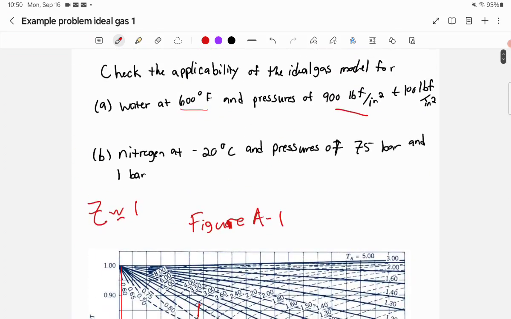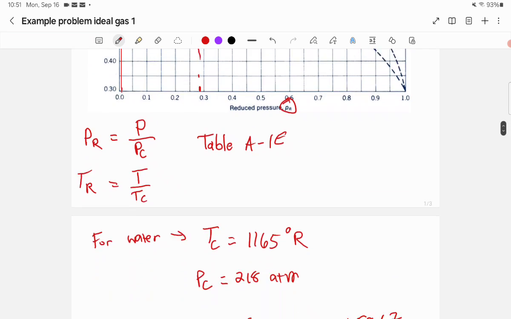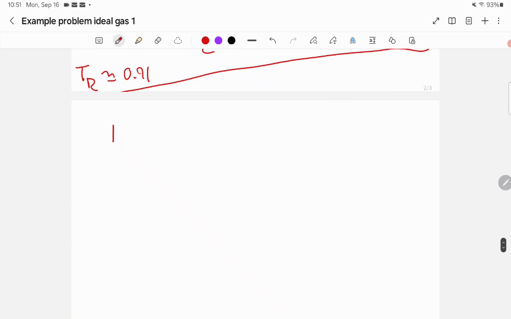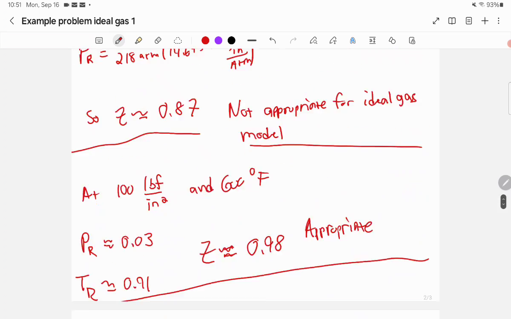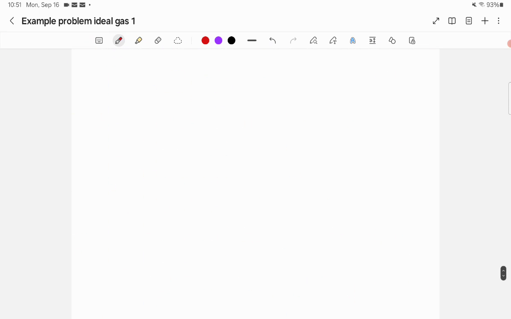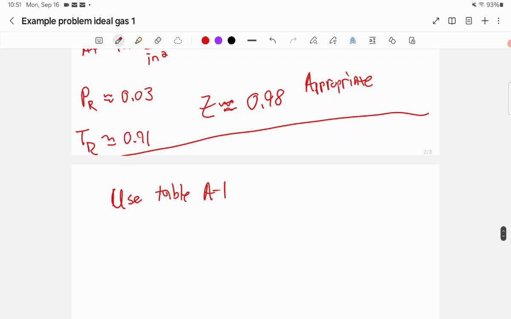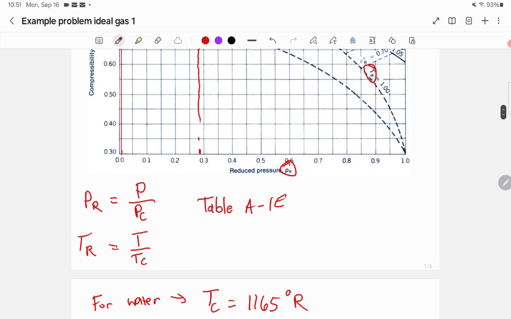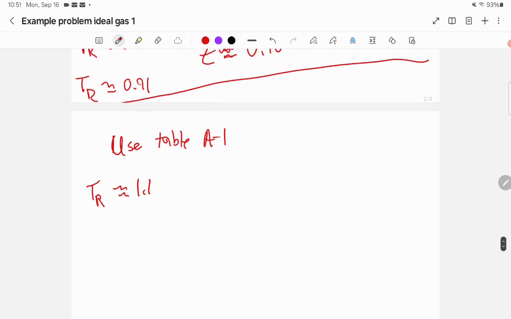And then we can do the same thing for nitrogen, although in this case we're going to change from table A1E to table A1, because this one was given in SI units, and just remember to convert Celsius to Kelvin when you're doing this, just so that you get the proper reduced temperature there. But what we find is that the reduced temperature is approximately equal to 1.1, which is still on this chart here.